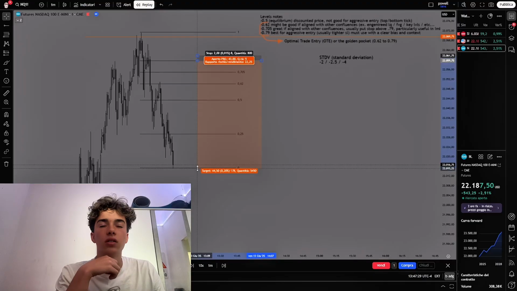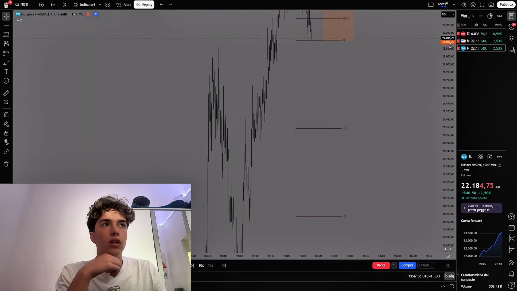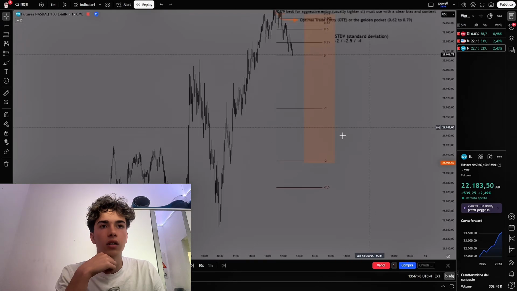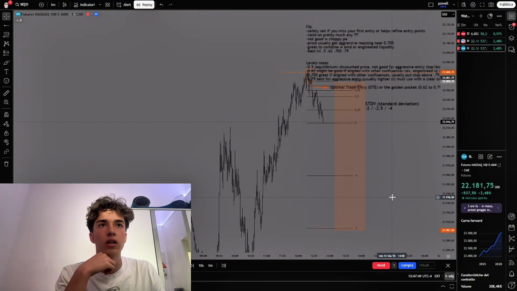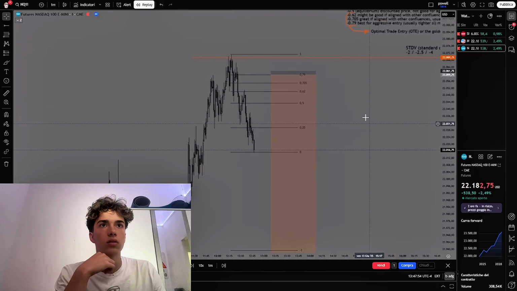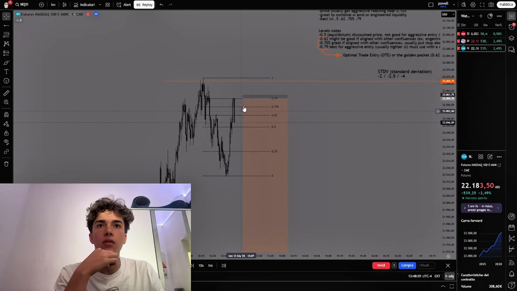Usually the TP is here, so the start of the retrace, but we can do even bigger. We can do the stdv. So this isn't actually the level of the standard deviation, but I'll tell you more about that later. Like this, let's see how this plays out. Yeah, tag it in.